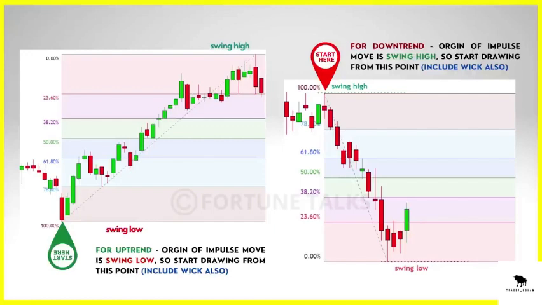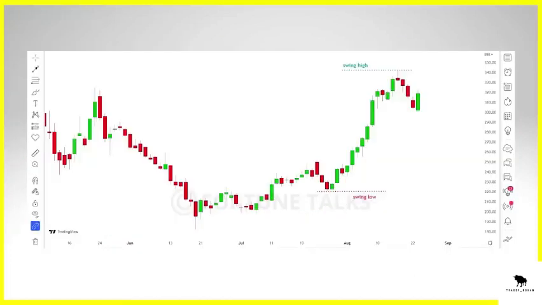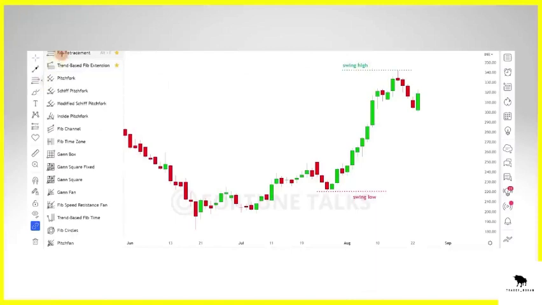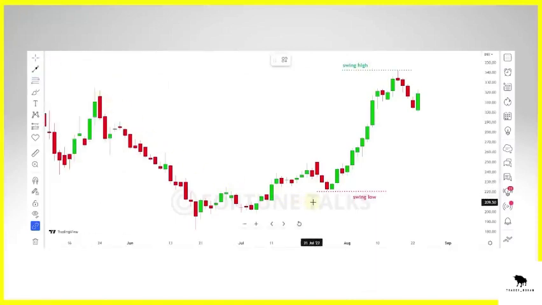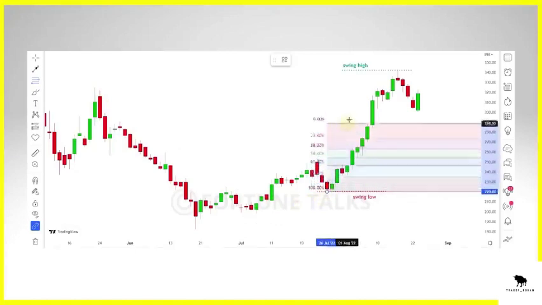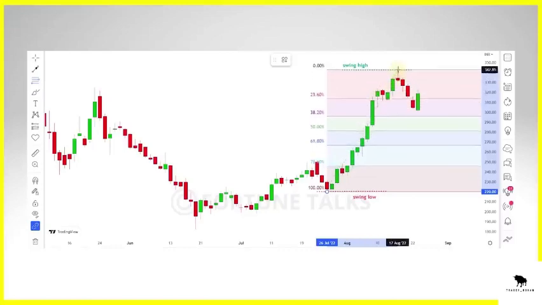That is, you always start from the origin of the impulse move. For an uptrend, the origin is the swing low, and for a downtrend, the origin of the impulse move is the swing high level. Now for an uptrend, you have to do the exact opposite. First of all, you have to find the most recent swing low and swing high. Once you have done that, select the Fibonacci tool from the left side panel. Then select the origin of the impulse move. That is, click on the swing low, not the swing high, but the most recent swing low, and then drag the cursor to the most recent swing high and click once again, and we are done. The levels will be plotted automatically.